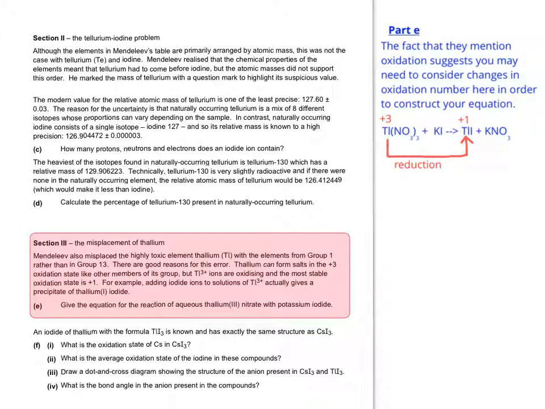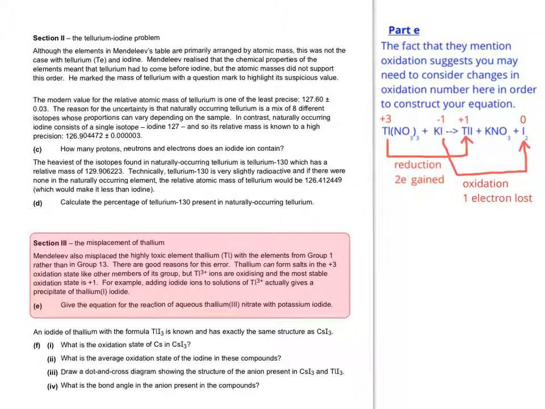So +3 to +1 is a reduction with 2 electrons gained, and on the oxidation side there's 1 electron lost. But notice we haven't done anything about the balancing numbers yet.